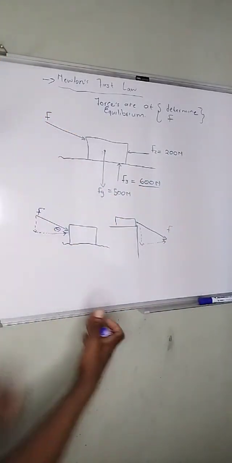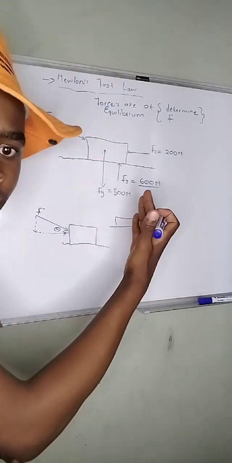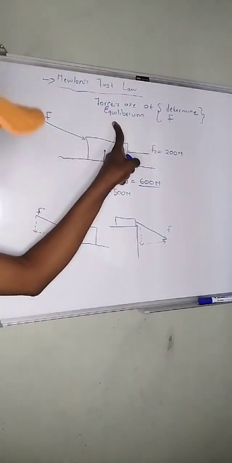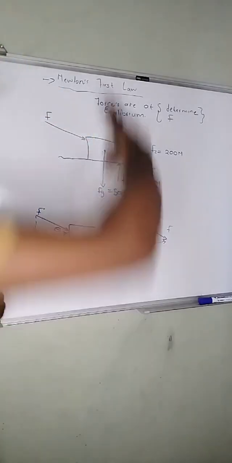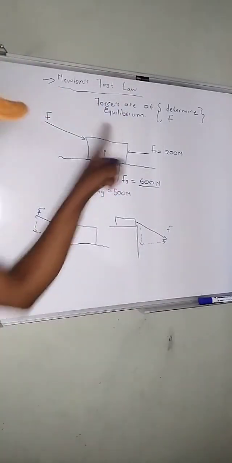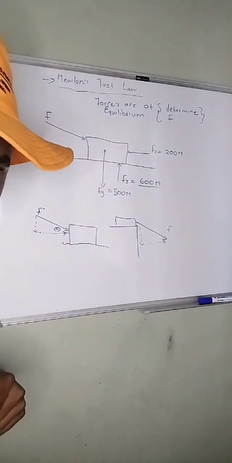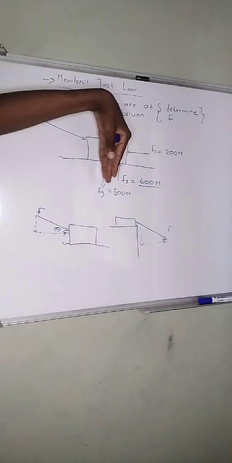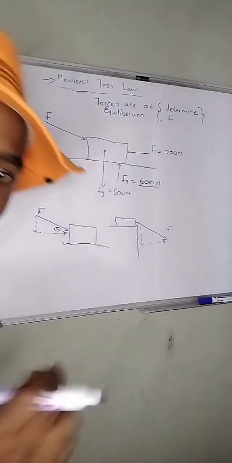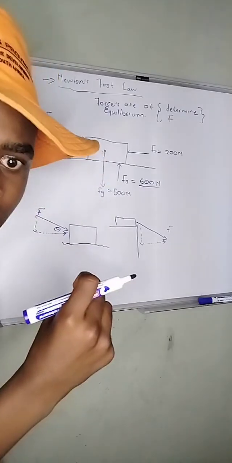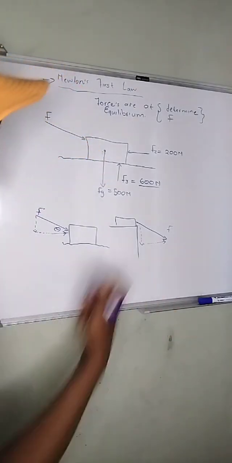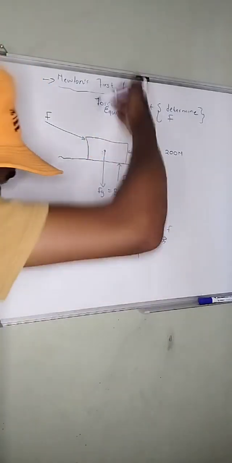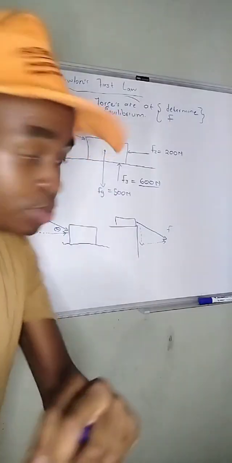Obviously, along the vertical direction, what's going to be my F net? Since the forces are at equilibrium, what's going to be the F net along the Y? The F net, the resultant force, is going to be 0, because the forces are at equilibrium. Along the Y, the F net is going to be 0.